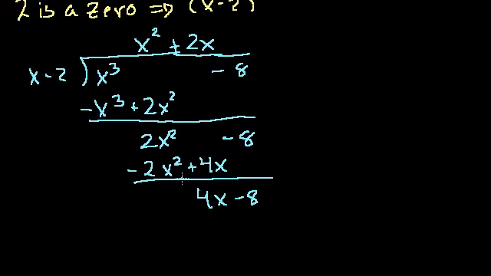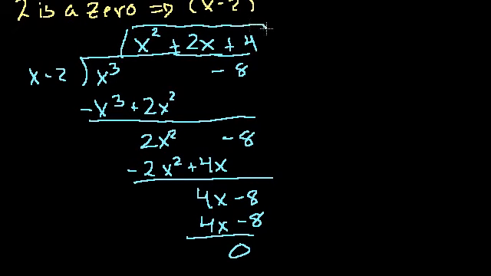X goes into 4x 4 times. 4 times x minus 2 is 4x minus 8. And there's no remainder, and this is further confirmation that x minus 2 definitely was a factor of x to the third minus 8. And the other factor is this right here. X squared plus 2x plus 4 times x minus 2 is equal to x to the third minus 8.